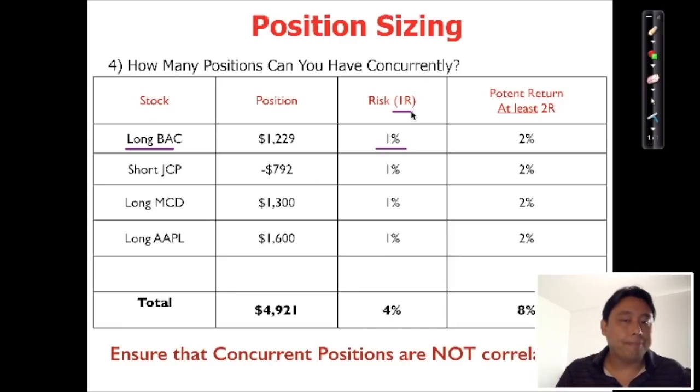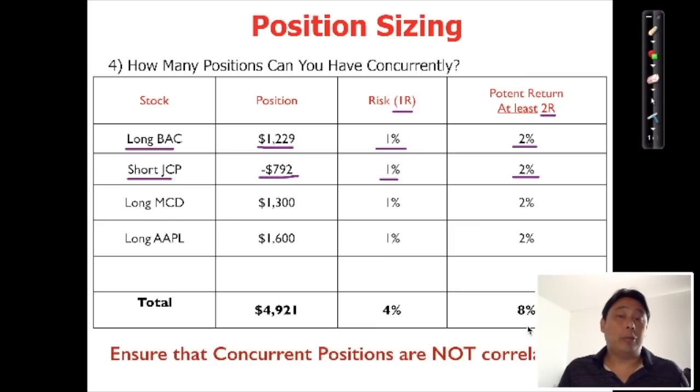So for, again, Bank of America, your position size is 1,200 with a 1% risk and a potential of achieving a 2% return if it hits your profit target. So you're risking 1R to make, that's right, 2R, or more, but at least 2R. When you take on your second position, which was a short position, again, you're shorting JCPenney, it's a different position size, but your risk is the same at 1%. And again, your potential return should be at least 2%. So to keep it simple, I'm assuming that all your profit targets are 2R, or 2 times your risk.